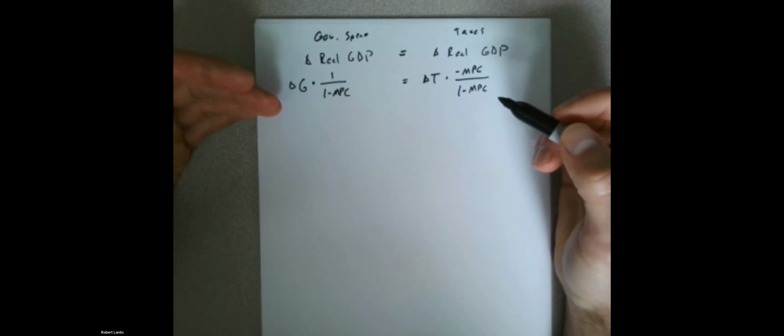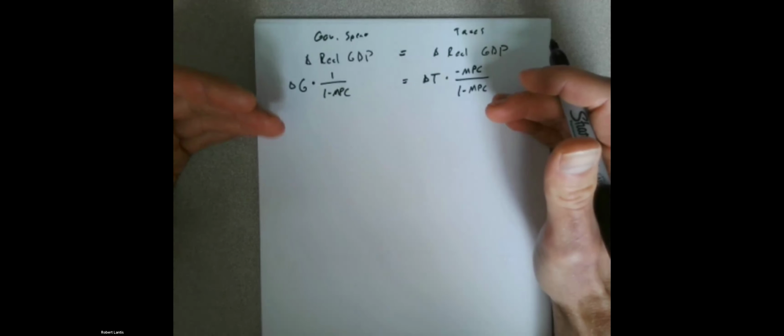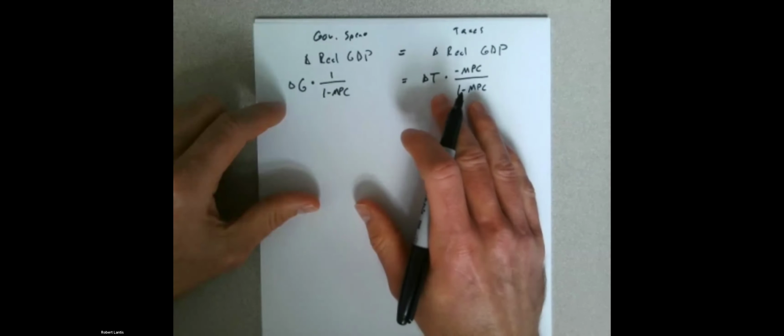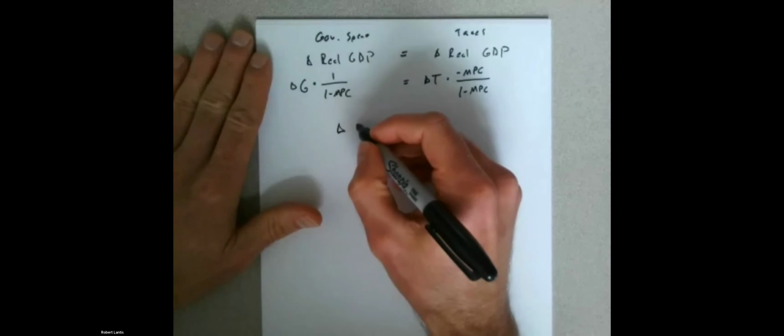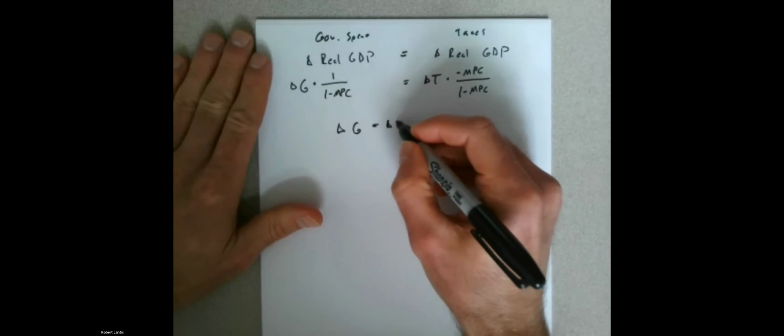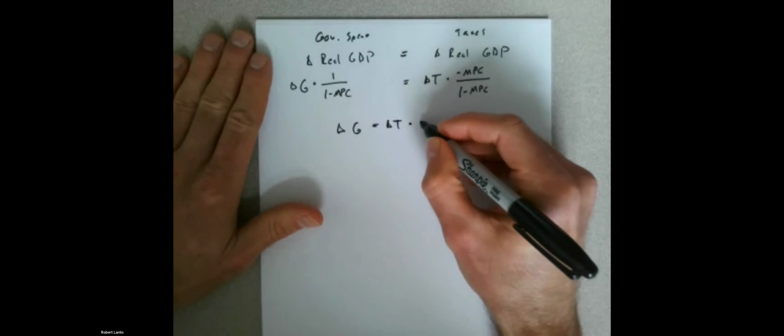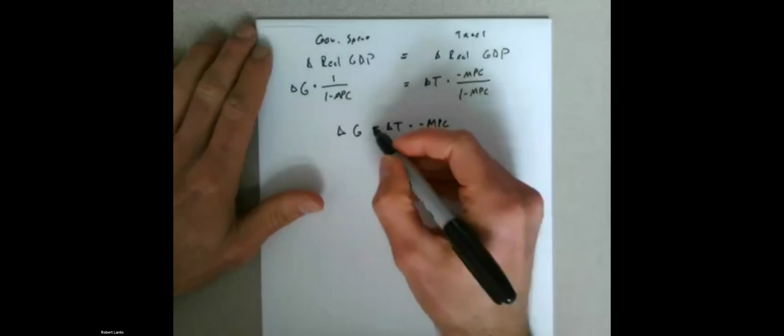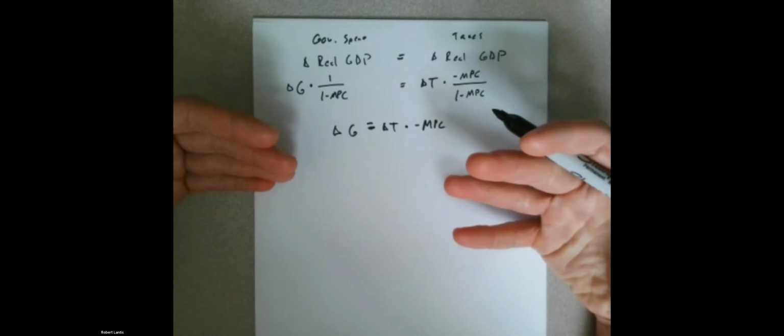If I increase government spending, the same change that would cause the increase in real GDP would have to be a decrease in taxes, putting more money out there, giving consumers more money, or putting more money out there in terms of government spending. So when we rearrange this equation, we said that the change in government spending would have to be the change in taxes times that marginal propensity to consume. Now, this is if we wanted these two changes to be equal, both to increase aggregate demand.